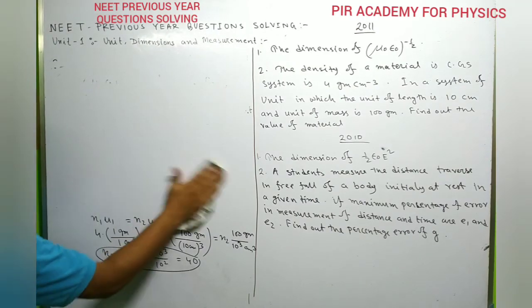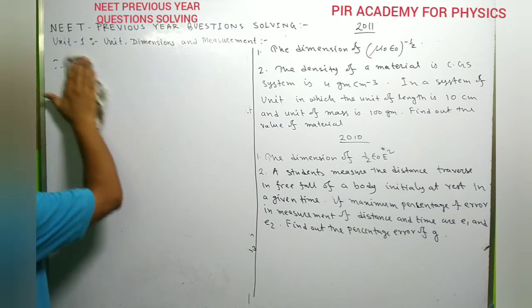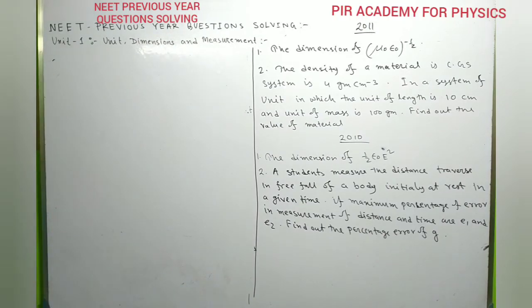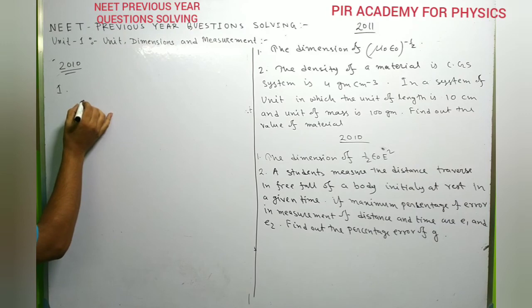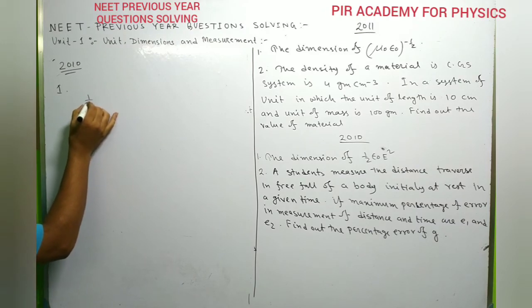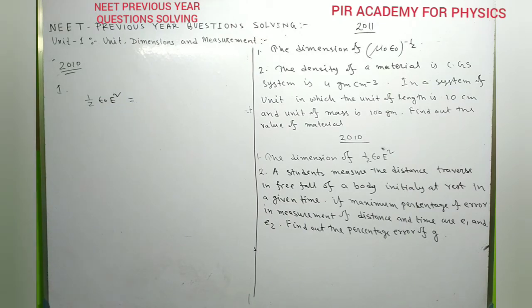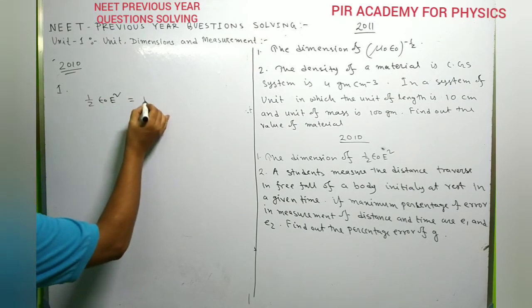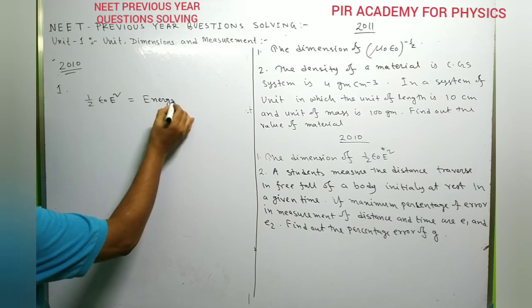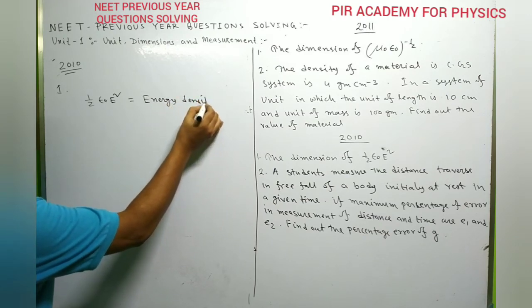So a similar problem. In 2010, here you see number 1, the dimension of half epsilon naught E square. The dimension of half epsilon naught E square, this is the energy density.